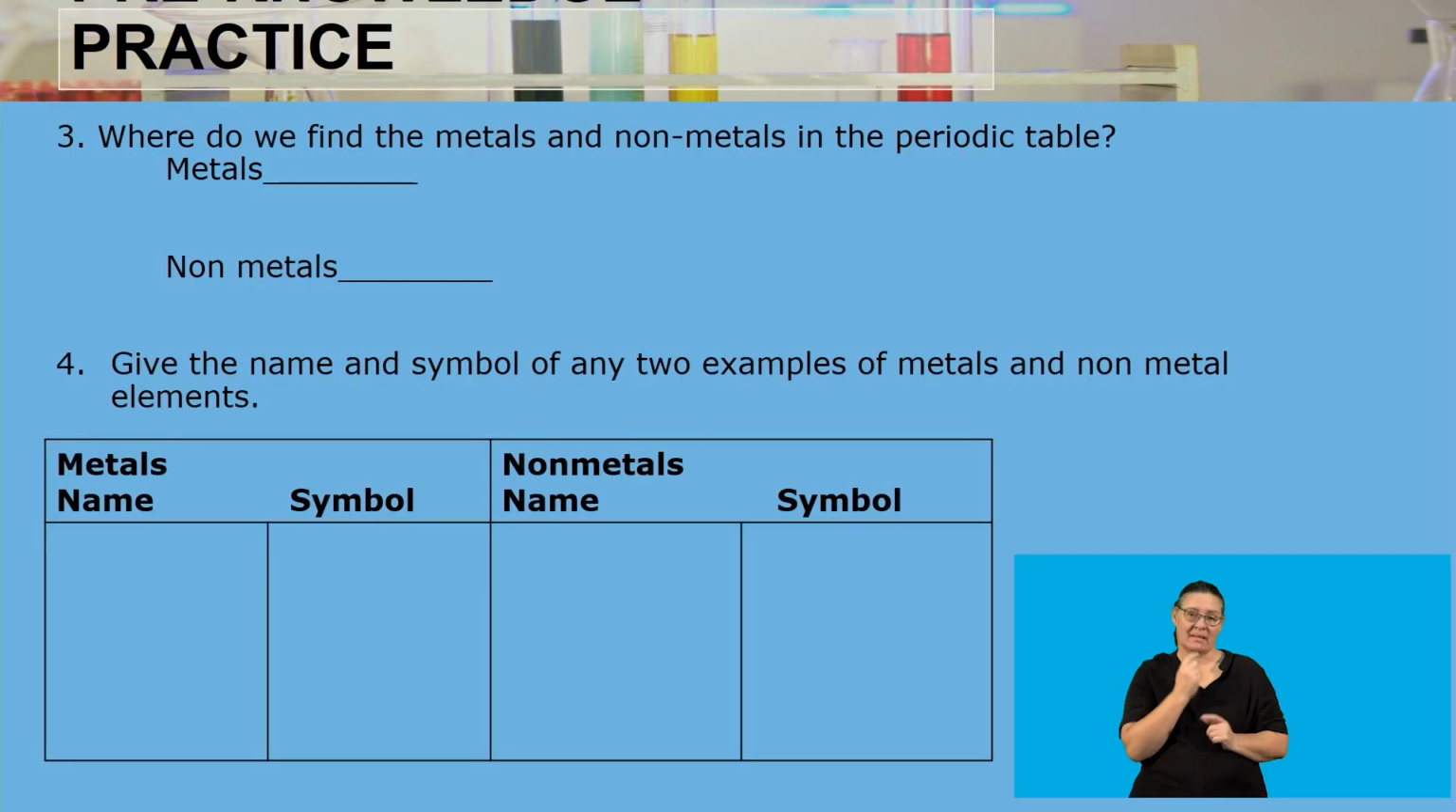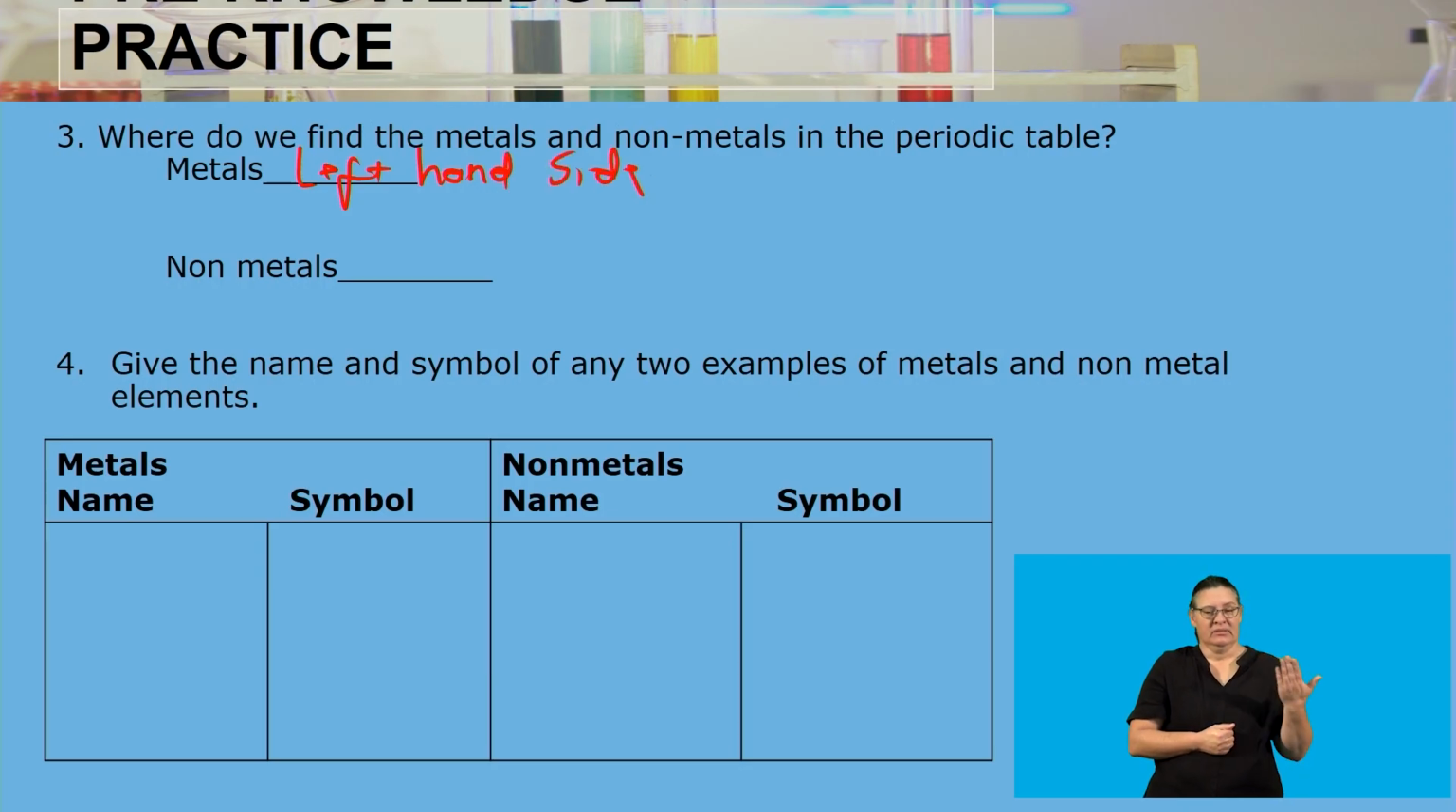So we know that on the left-hand side, we find all the metals, and then on the right-hand side, we find all the nonmetals. Then in between, the region between the metals and the nonmetals, that's where we find our metalloids or semi-metals. So where do we find our metals? Our metals, we find them on the left-hand side of the periodic table, which then means our nonmetals are found on the right-hand side.